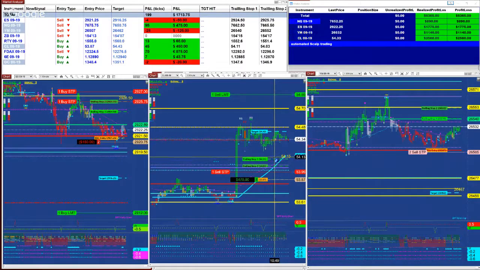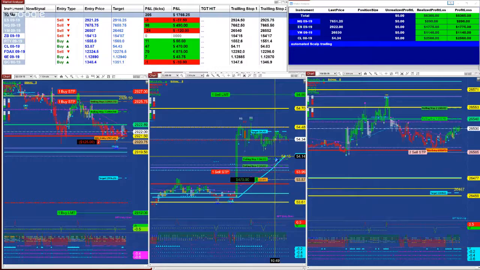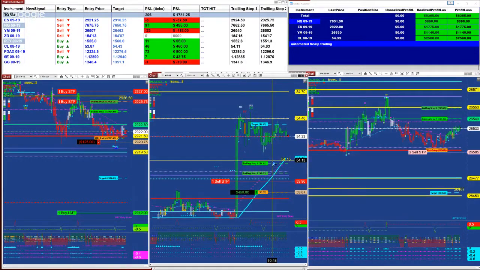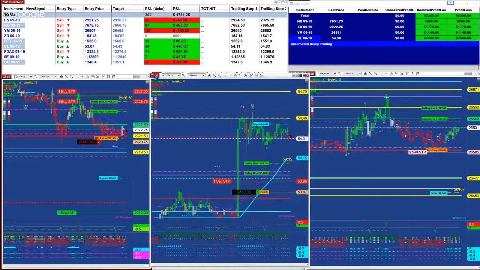The re-entry on the CL is 54.13 or 54.14, whatever. This is a re-entry on the pullback with the CL. It's coming right there at 54.14. This is your re-entry on the CL.